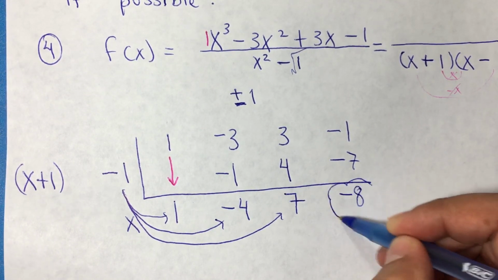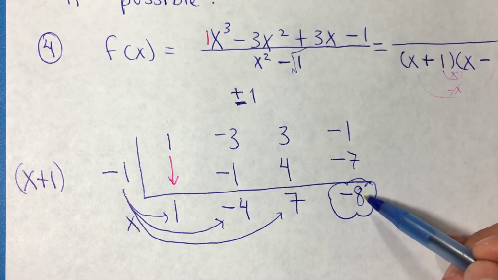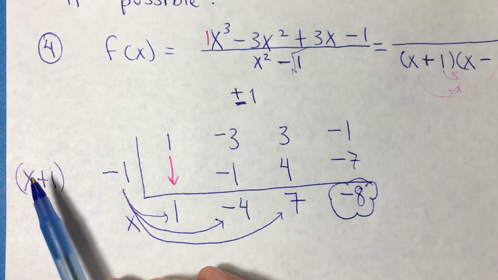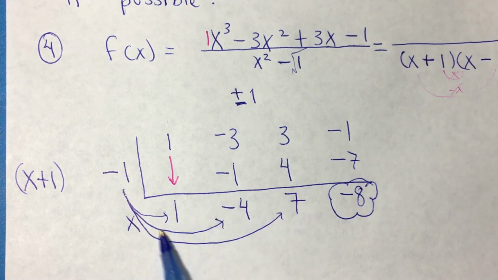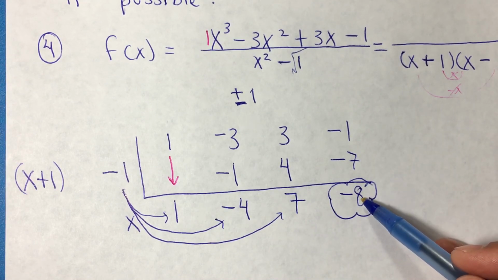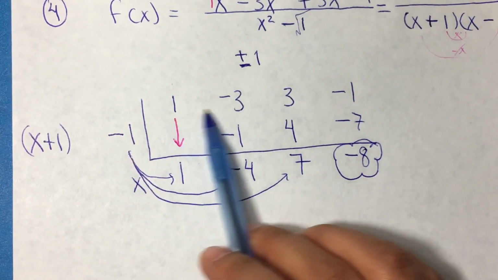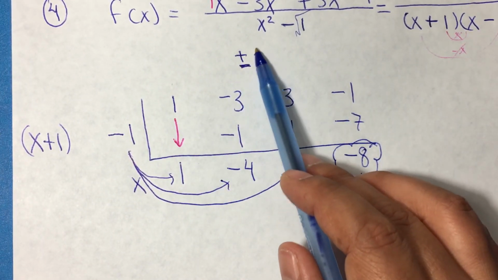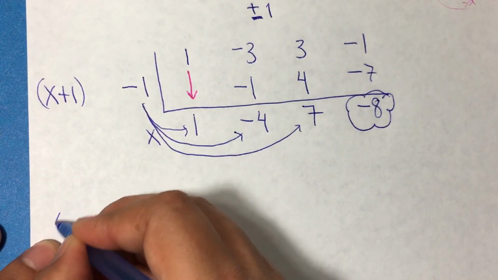Since this last term is not a 0, if this was 0, that means that, yes, this is a factor, and this will be the other factor. But because it's not 0, that means that it has a remainder. What do we do? Now we'll copy this again and try the next one, which is x minus 1, to see if that's a factor.